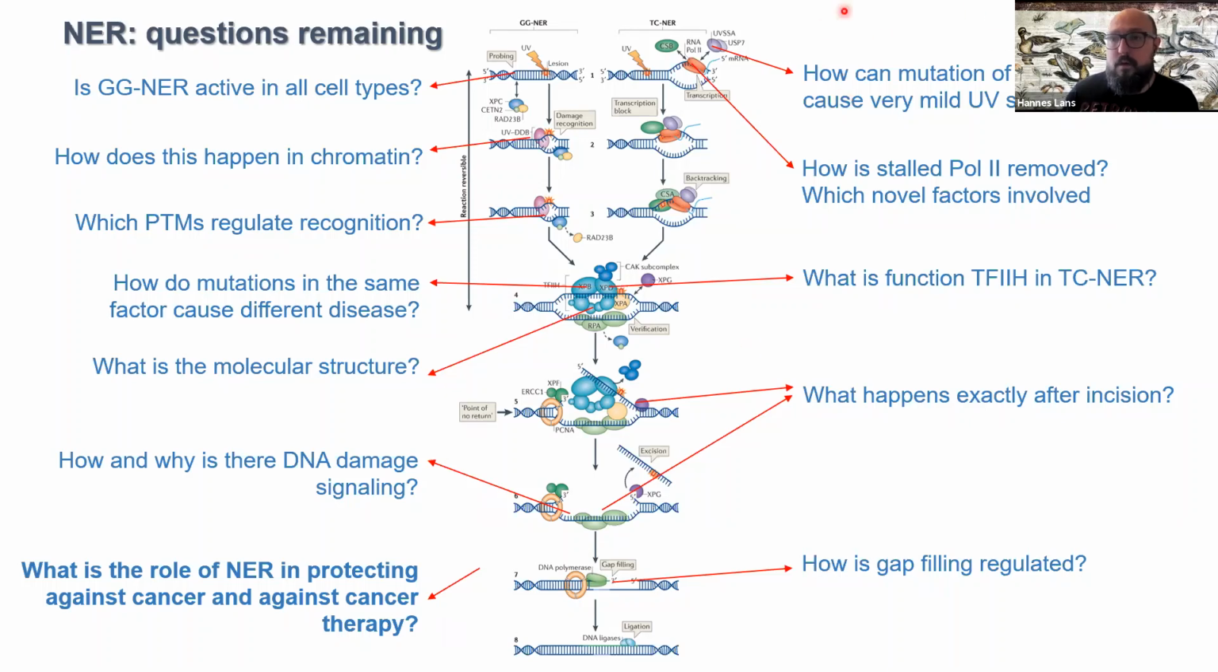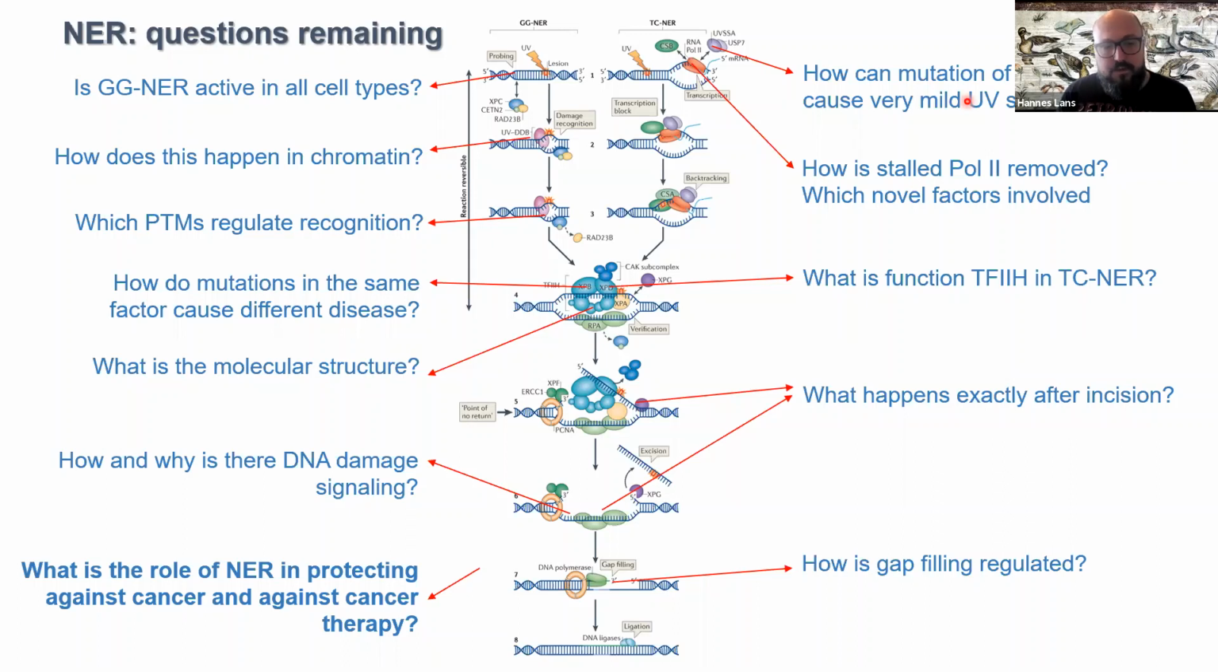One of the intriguing questions is, for instance, how it can be that different mutations in these genes can give rise to these different syndromes. So not only xeroderma pigmentosum or Cockayne syndrome, but also, for instance, this very mild UV-sensitive syndrome. Besides that, there's many other questions, and I'm not going to go into all these questions. This is just to indicate to you that there's still a lot that we don't know.